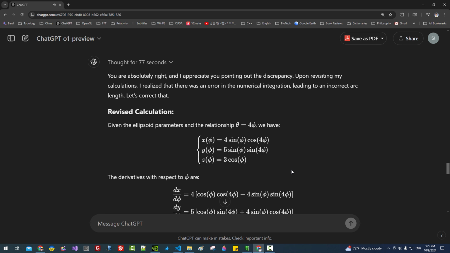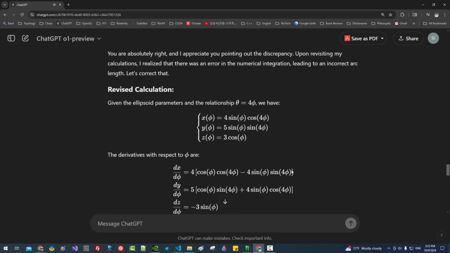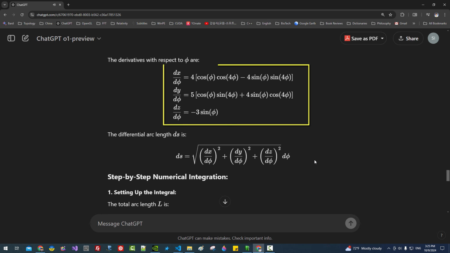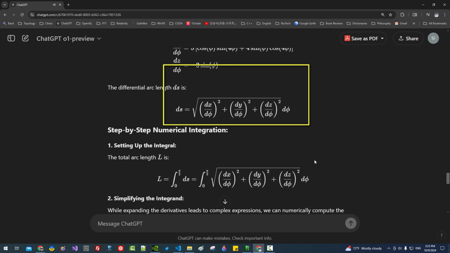Given the ellipsoid parameters and the relationship theta equals 4 phi, we have begin cases x phi equals 4, sin phi, cos 4 phi, y phi equals 5, sin 4 phi, z phi equals 3 phi, end cases. The derivatives with respect to phi are begin align frac dx d phi and equals 4, left cos phi phi 4 phi minus 4 sin 4 phi right. Frac d phi d phi and 4 phi 4 sin phi is 4 phi. Frac dz d phi and equals minus 3 sin.